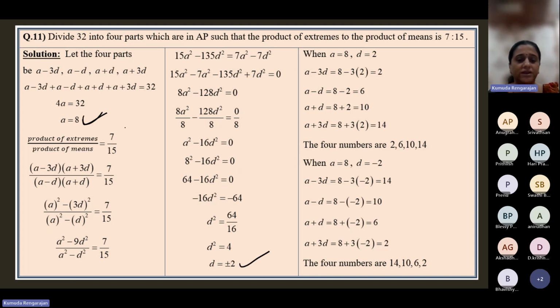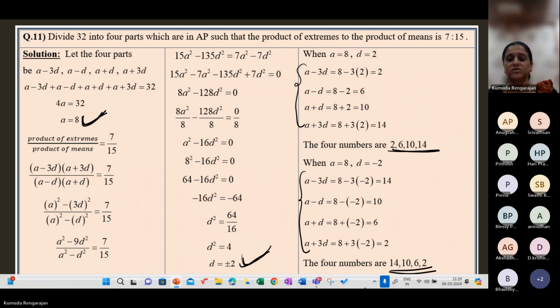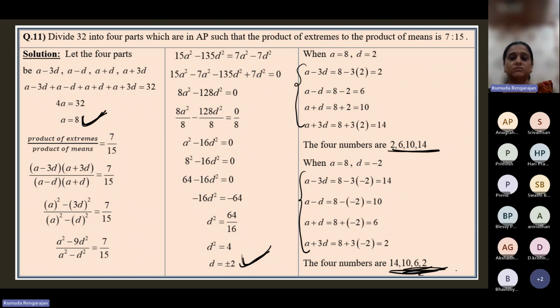So when A is 8 and D is plus 2, and when A is 8 and D is minus 2, you'll have to find the four numbers. You'll have the same four numbers. Forwards, they are 2, 6, 10, and 14. Backwards, 14, 10, 6, and 2. So the numbers are the same, just that here it's in the reverse order. So these are the four numbers.